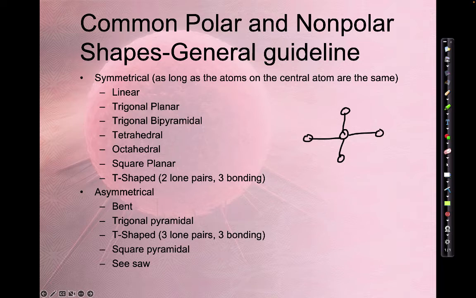Most of the symmetrical shapes lack lone pairs on the central atom, except for these last 2 down here. The asymmetrical ones are bent, trigonal pyramidal, T shape with 3 lone pairs and 3 bonding pairs, square pyramidal, and then the seesaw shape. These all have lone pairs on that central atom. So really, if you draw your Lewis structure and you see lone pairs on the central atom, more than likely it's going to be a polar molecule because it's asymmetrical.